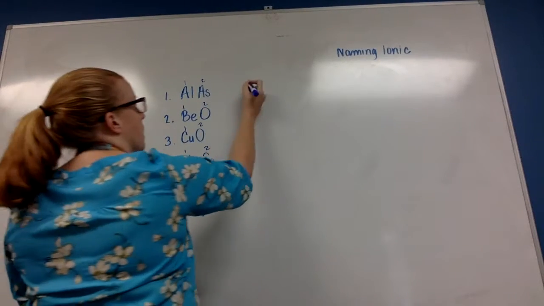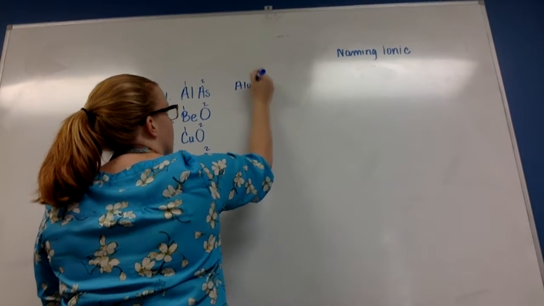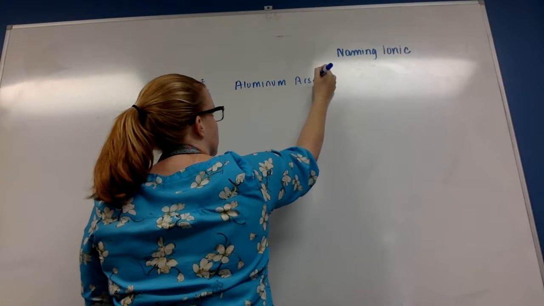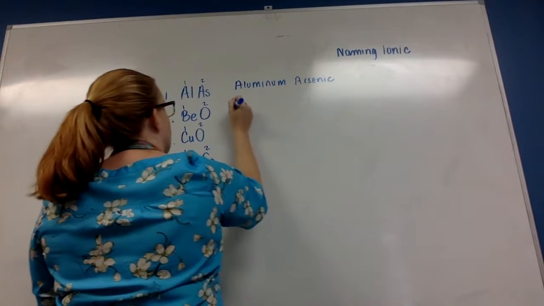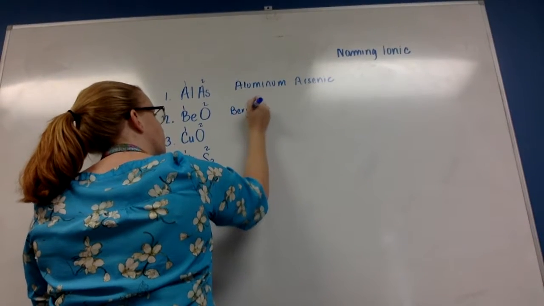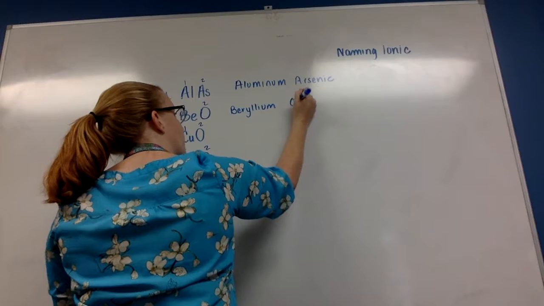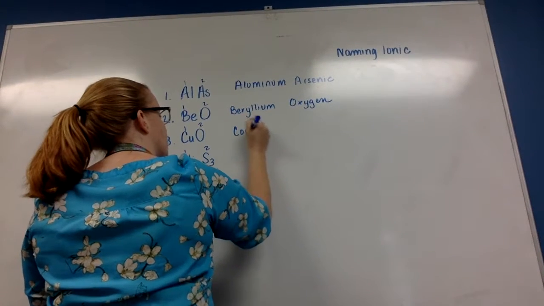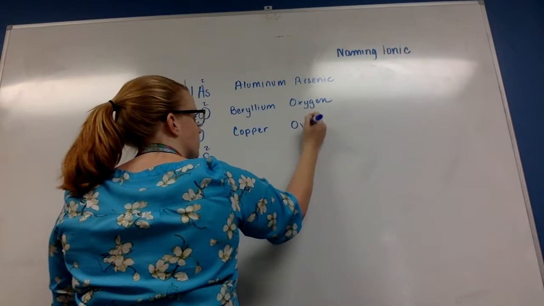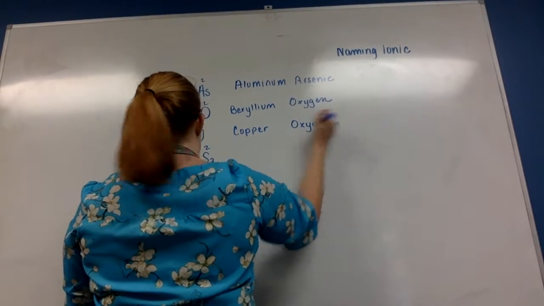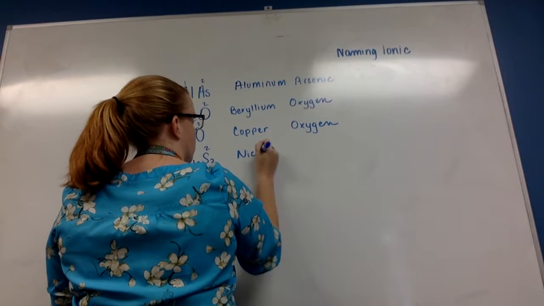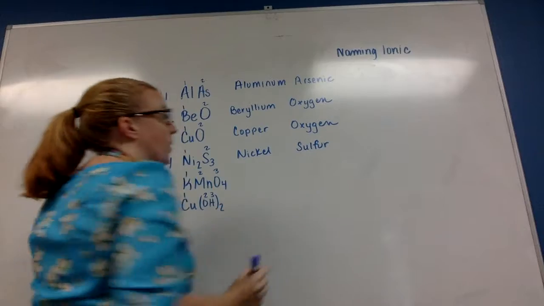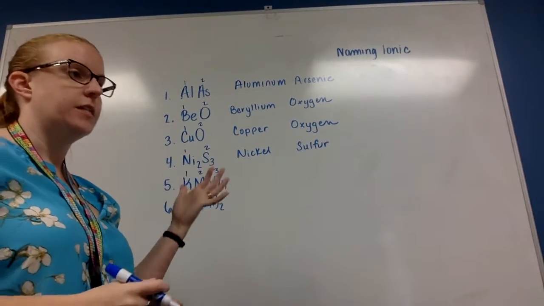So we're going to say aluminum and arsenic, beryllium, oxygen, copper, oxygen, nickel, and sulfur. Now, the next step, change the endings to "ide."